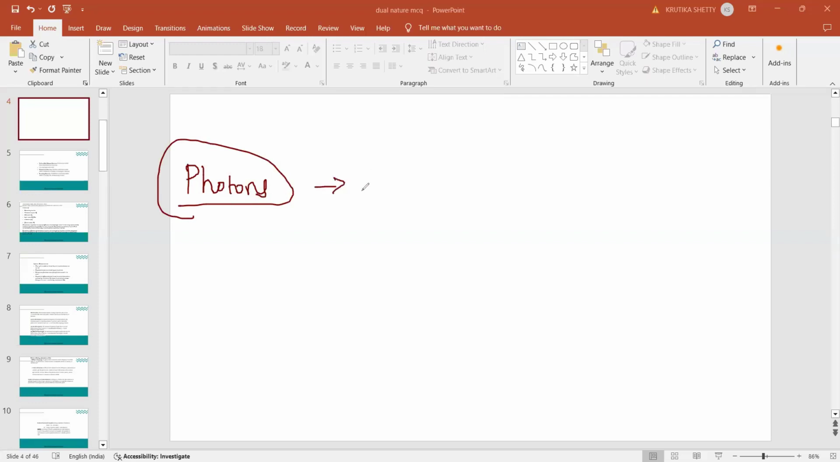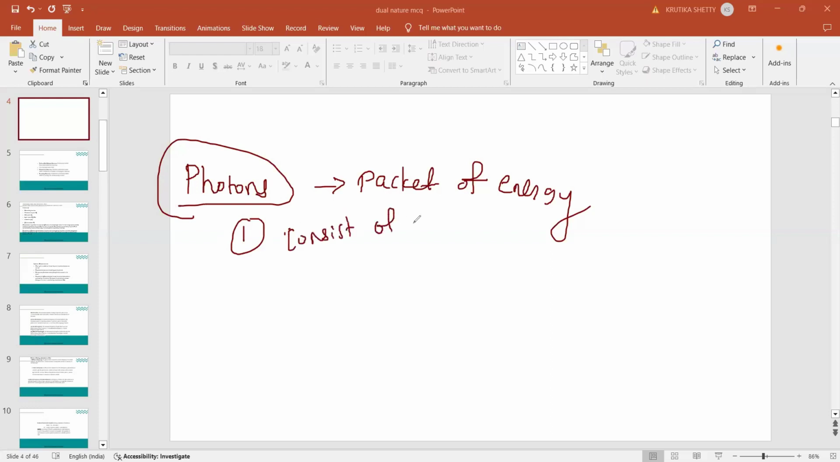So what do you mean by the photon here, students? Photon is nothing but a small packet of energy. The small packet of energy is called the photon. So what are the characteristics of the photon? These photons consist of radiation or energy, that is what is called the photon.